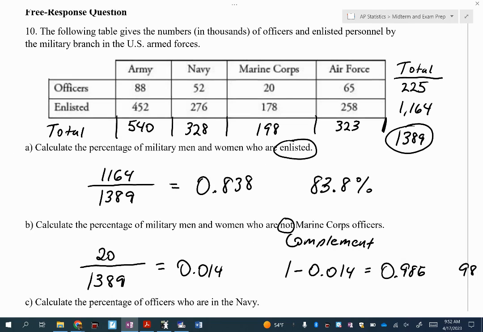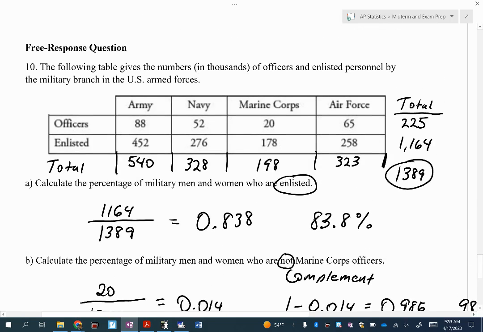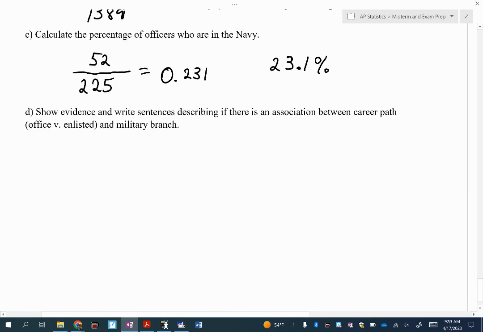The way I taught you to do this in August was to pick one of the variables. So do you want to do career path? Do they call it career path? Yes. Career path, which is officers or enlisted, or branch of military. So pick one. Which one do you want to pick? Branch, that's fine. So if you pick branch, that means I'm ignoring the fact that there are people in these branches that are officers and people that are enlisted. Okay? So let's make a little mini table here.